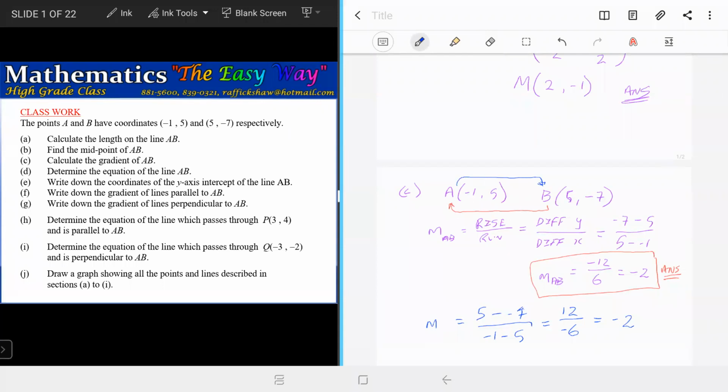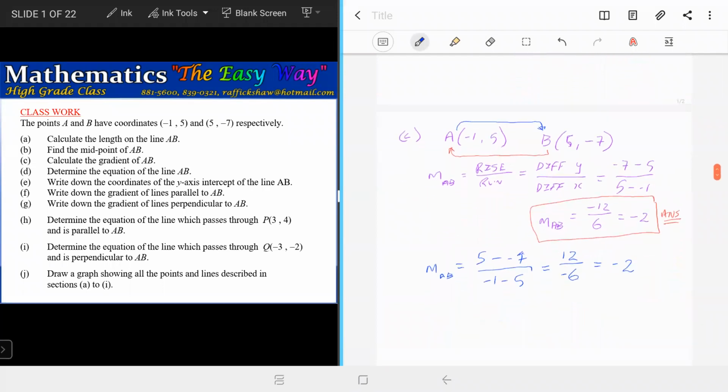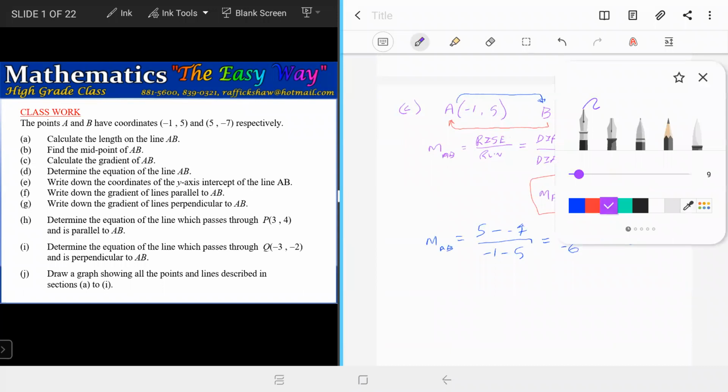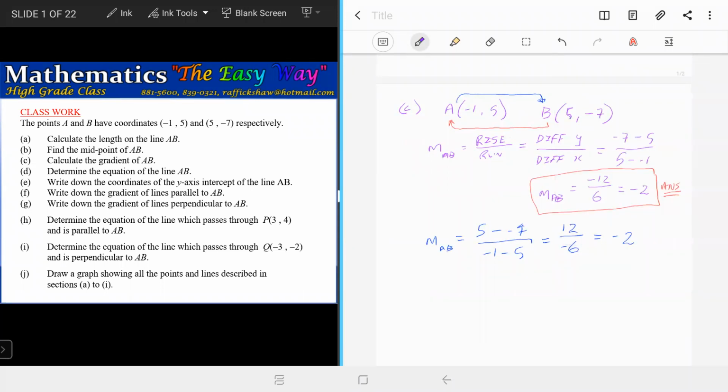All right? So we know that. So that's the answer there. It's negative 2. So that's the answer right there. Gradient of AB is negative 2. And then part D now, naturally, is asking us for the equation. Part D is asking us for the equation. And again, we have two options. Remember, to find the equation, you need a gradient and a point. So we'll find the equation of AB.